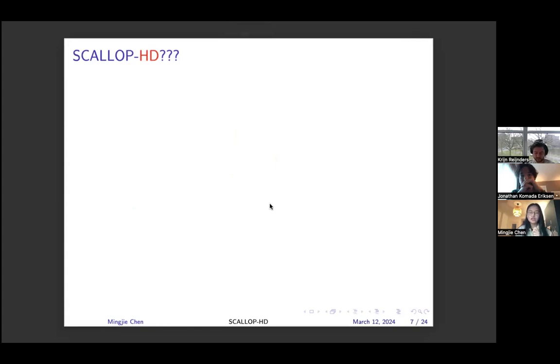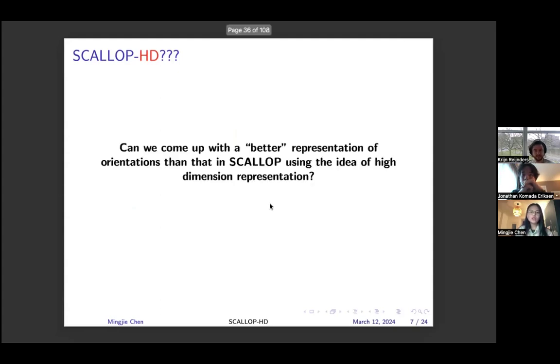A natural question that arises, realizing there is a new way of representing isogenies, is: can we use this new way of representing isogenies to give a better representation of orientations than the one used in SCALLOP? The answer is yes, and this leads to several improvements over SCALLOP.